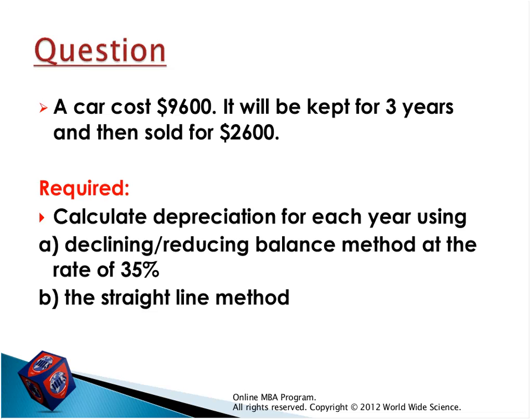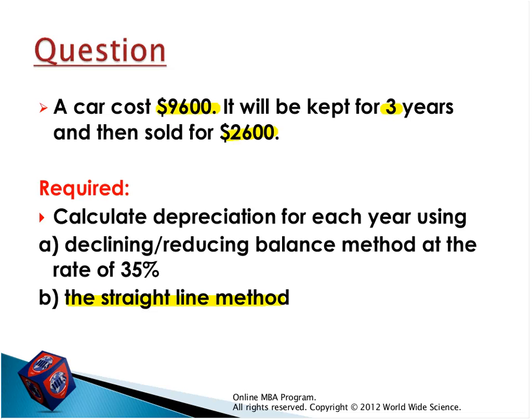So let me show you. Okay, some of you already have given me the calculations based on the straight line, as you can see. Yes, that's correct. That's very good for the straight line. You just have to take your original cost minus your salvage value and divide by the 3, which is the useful life, right? You'll get 2,333 depreciation cost for each year.